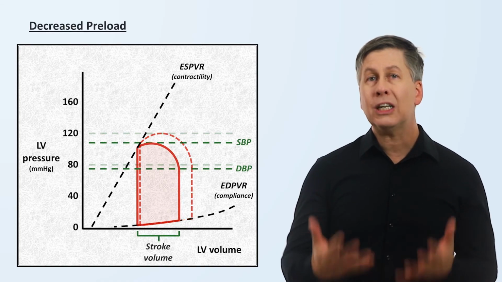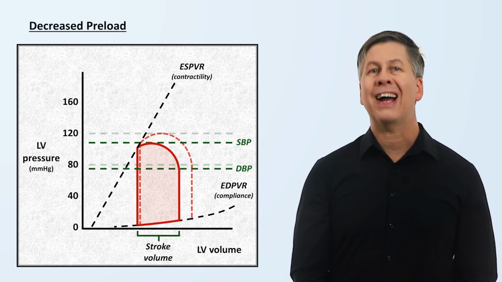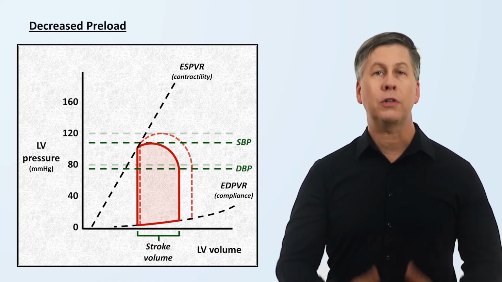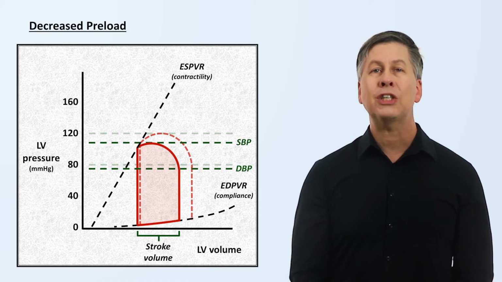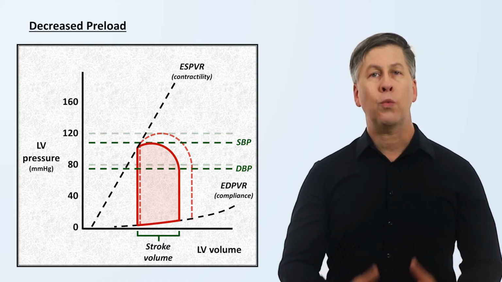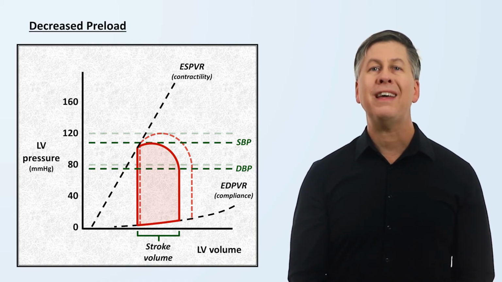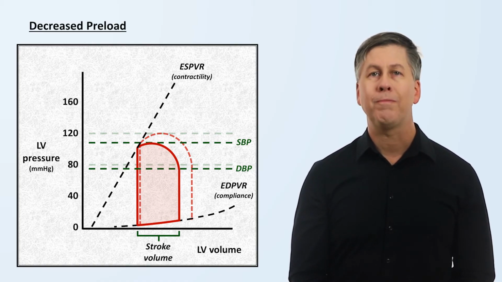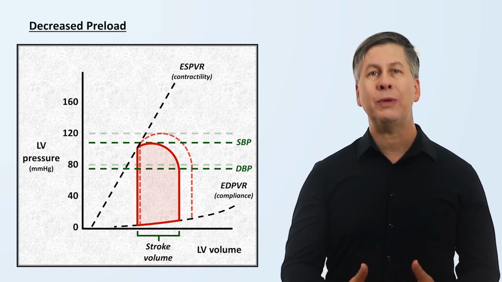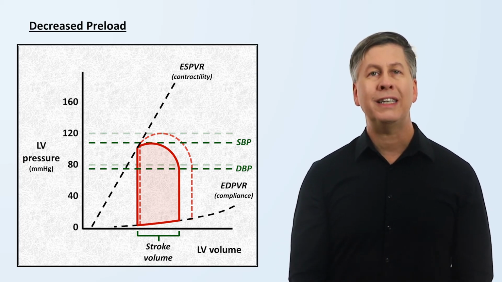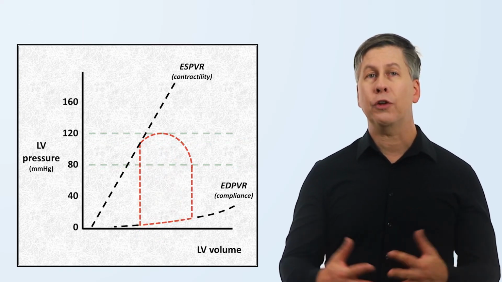When preload is decreased, for example by giving a diuretic medication to increase the production of urine, we essentially see the opposite. Point 1 moves down and to the left on the ED-PVR curve, and the peak of the systolic ejection curve is lower. This leads to a decrease in stroke volume and a decrease in the blood pressure. Now, what about changes in afterload?